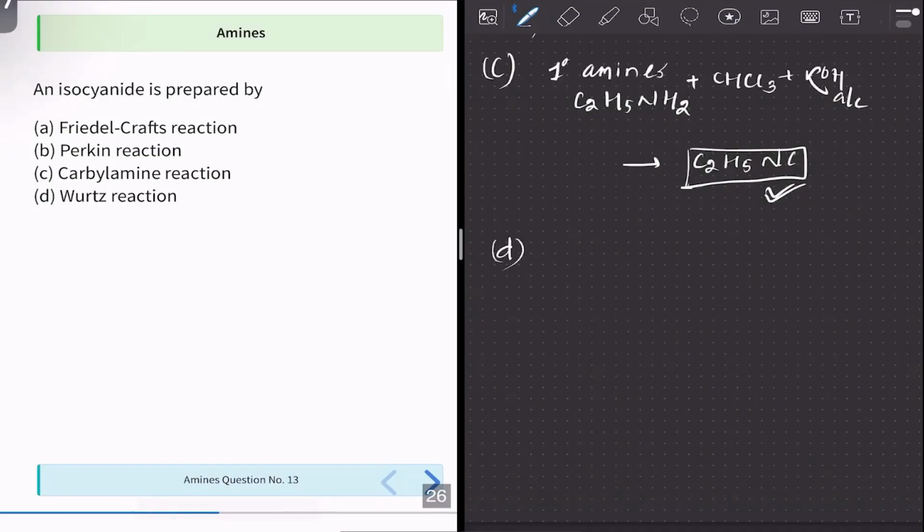Option D is given as Wurtz reaction. Wurtz reaction is for alkyl halides. Alkyl halides will produce an alkane by reacting with sodium in dry ether. Let's take an example: CH3X plus CH3X with dry ether. It will produce CH3CH3.